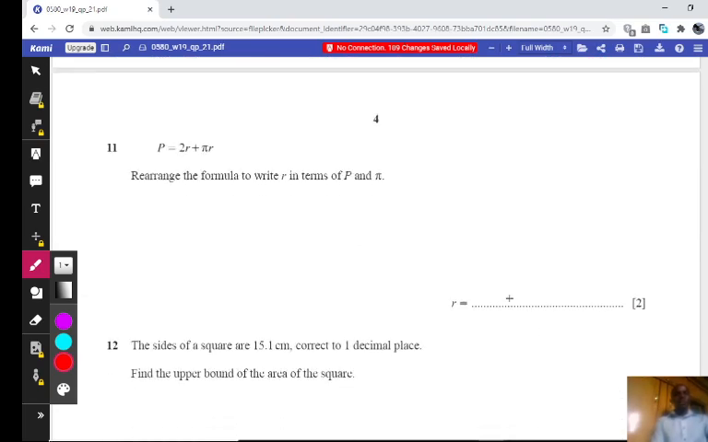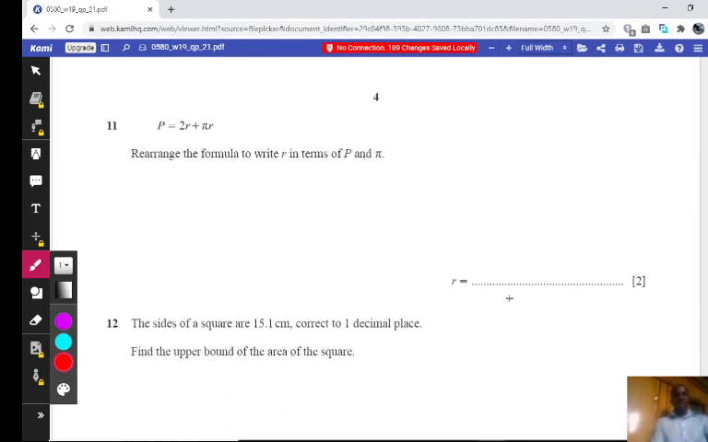Right, next question, question number 11. Rearrange the formula to write R in terms of P and pi. This one is subject of formulae. What you're supposed to do is express R in terms of P and pi, which means R must be equal to something where there's P and pi.